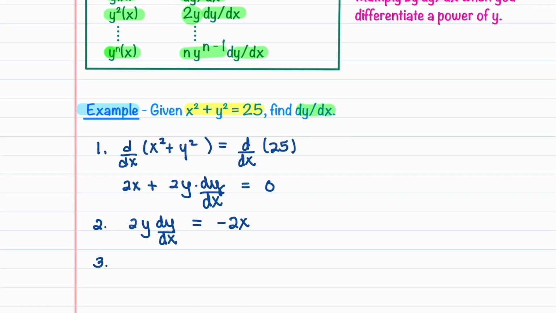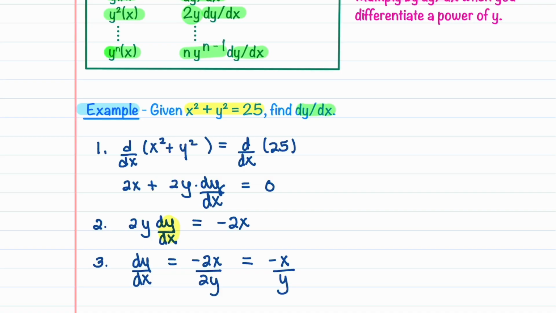Now our third step is to just isolate dy dx on our left-hand side. We have dy dx, and we're going to divide both sides by 2y, so this is minus 2x divided by 2y, and then the 2's cancel, and we're left with an answer of minus x divided by y. And that's our derivative.